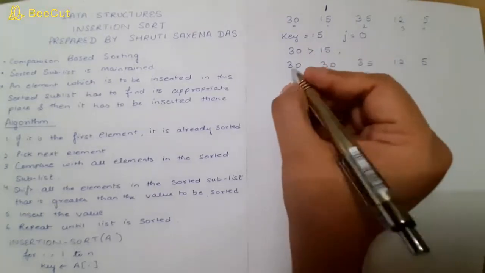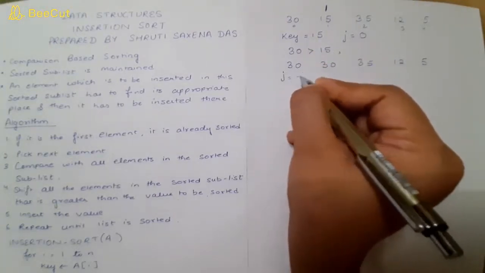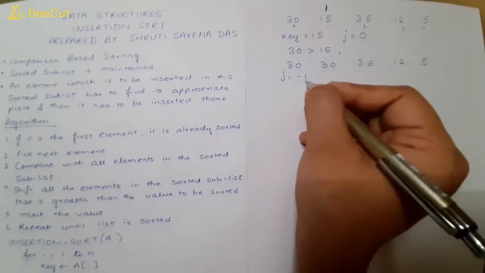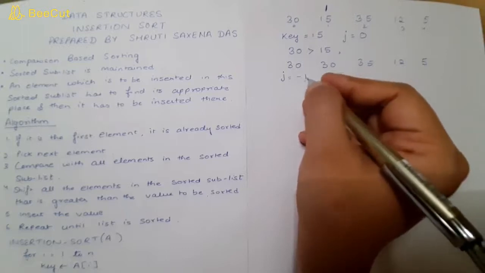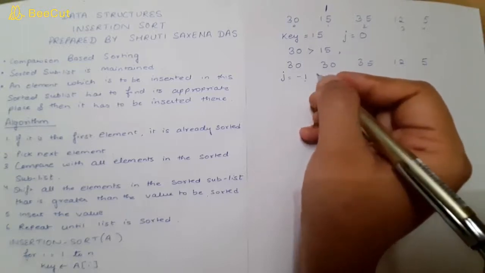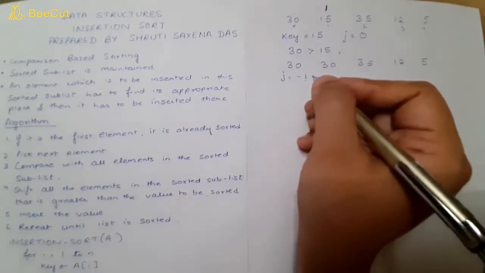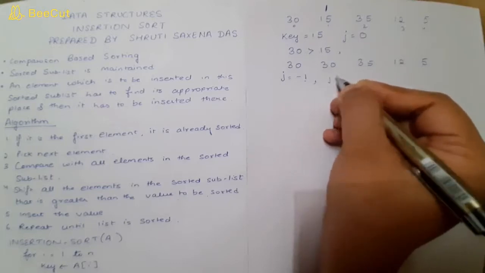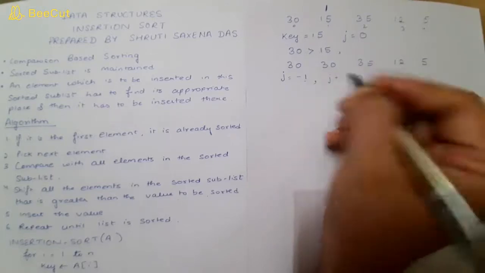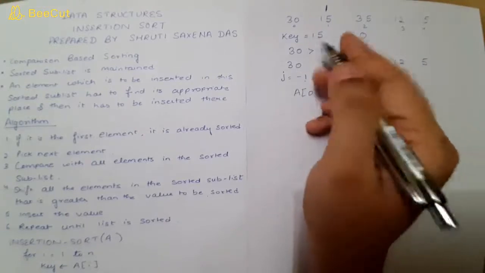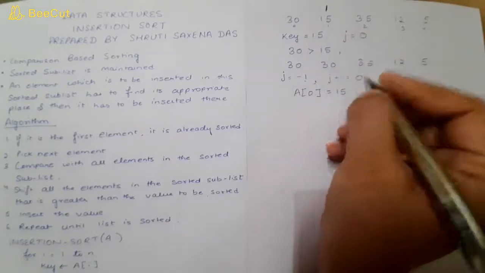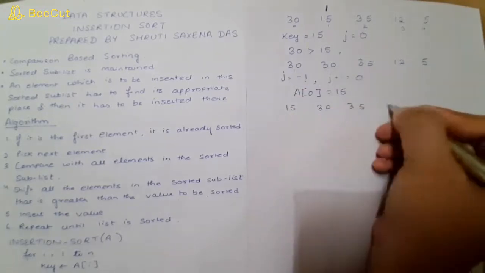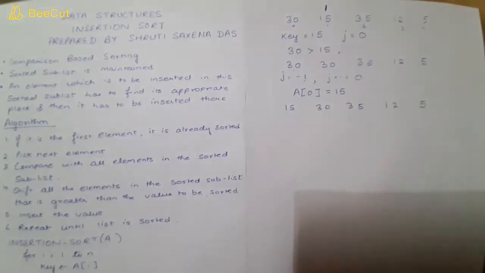So j will be decremented after this. J will become minus 1 as j was 0. So j becomes minus 1. In this case, the while condition will become false and we will come out of the while loop, and after that in a of j plus 1, the key value will come. So j plus 1 means 0. In a of 0, what will come? Key value. Key value is 15. So 15 will come here. So 15, 30, 35, 12, 5. This will be the new list.